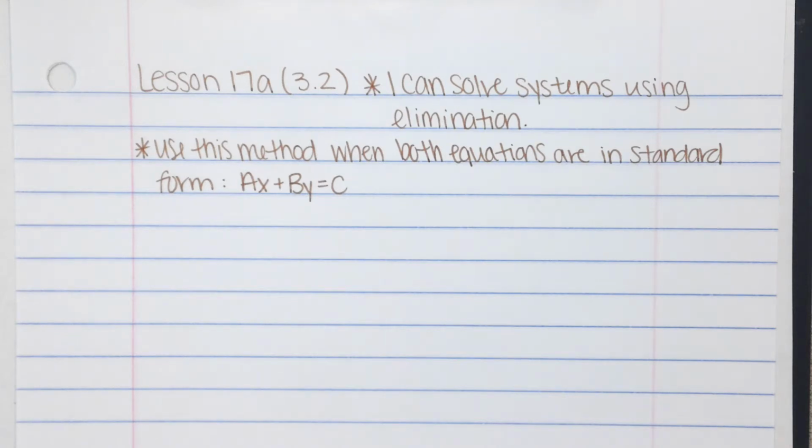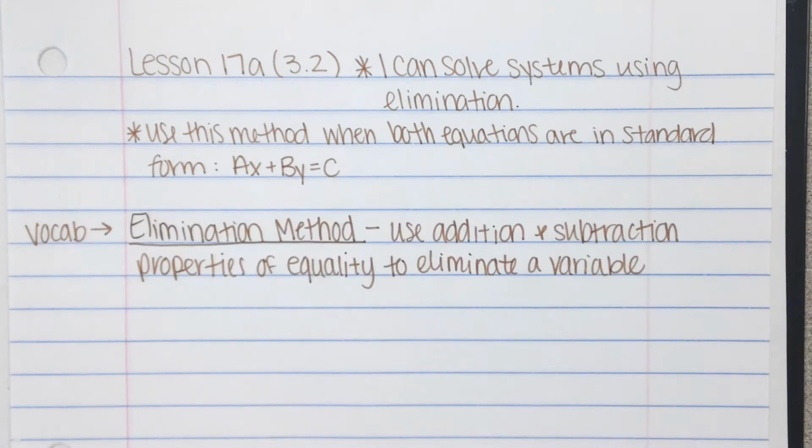Okay? So before, when we were doing substitution, our goal was to substitute a variable. So we plugged in some stuff for another variable to get one of the variables to disappear. Well, today we're going to use elimination. And if you think about the word elimination, it comes from eliminate, get rid of something. So we're going to use addition and subtraction to eliminate one of the variables so we can solve for the other one.